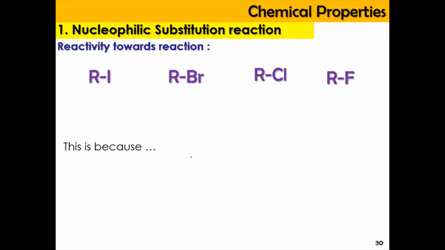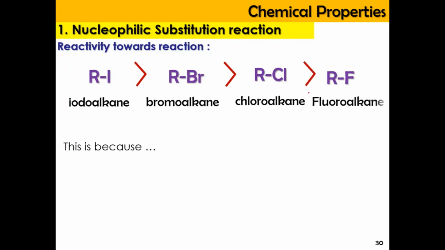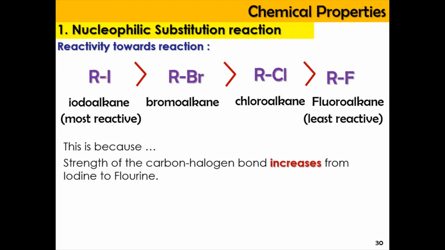So now we're going to look into the reactivity of various haloalkanes towards the nucleophilic substitution reaction. Among iodoalkane, bromoalkane, chloroalkane and fluoroalkane, which one is more reactive towards the nucleophilic substitution reaction? So we can say that iodoalkane is going to be more reactive than bromoalkane, which is more reactive than chloroalkane, and that is more reactive than fluoroalkane. This is because the strength of the carbon-halogen bond increases from iodine to fluorine.